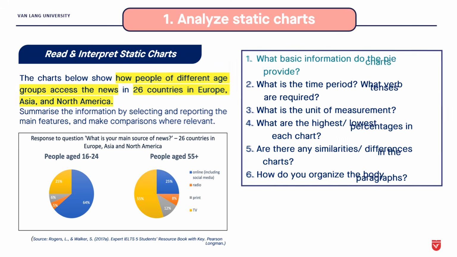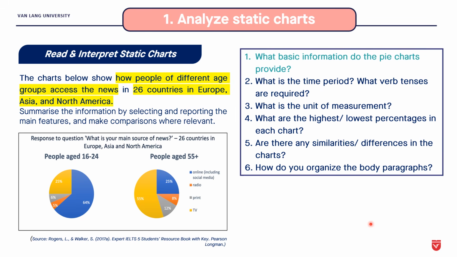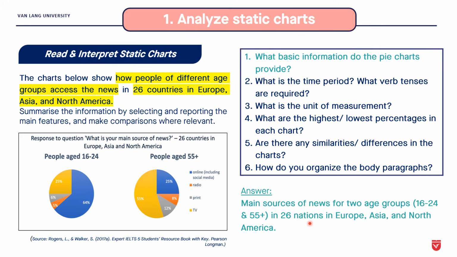Cool. Let's start with the first question. What basic information do the pie charts provide? As you can see from the charts and the question prompt, they show how people from different age groups access the news in Europe, Asia, and North America. More specifically, the graphs illustrate the main sources of news for two different age groups: young adults aged 16 to 24 and people over 55 in 26 nations in Europe, Asia, and North America.